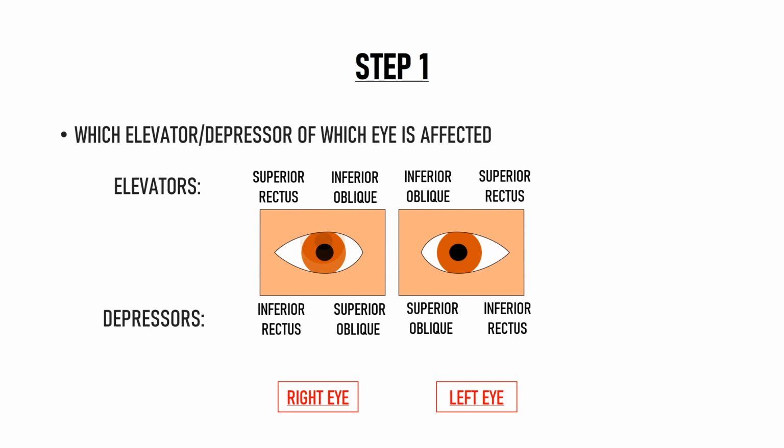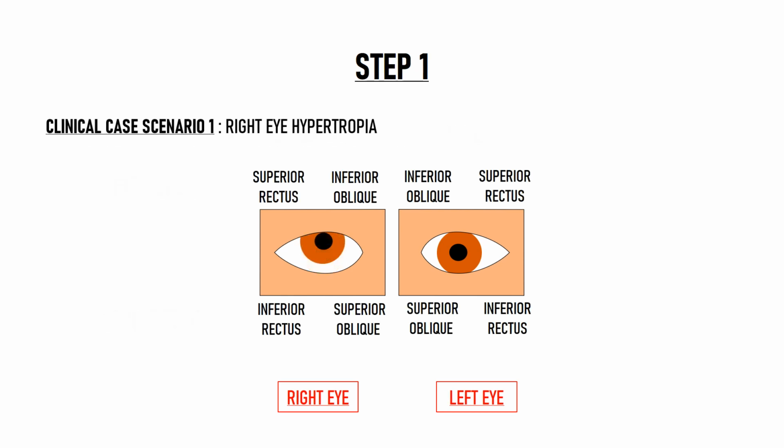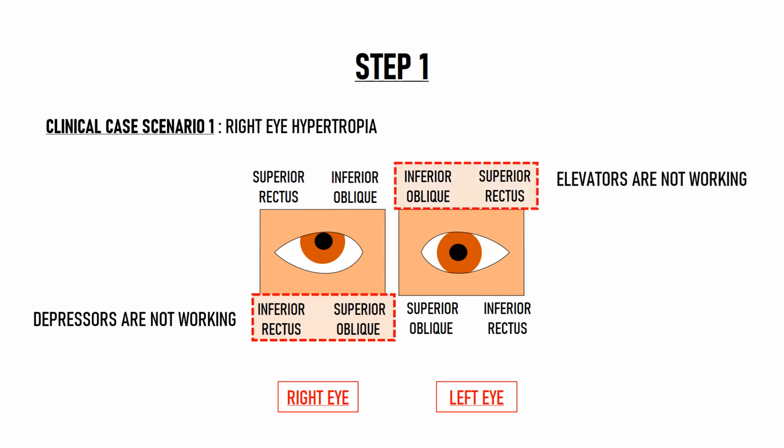So for example, let's call it clinical case scenario 1. If the right eye is found to be higher than the left eye, which means the patient has right eye hypertropia, then it would mean that either this eye's depressors are not working, that either the inferior rectus or the superior oblique, one of these 2 muscles is paralyzed, that is why the eye has gone up, or the elevators of the left eye, that is the superior rectus and the inferior oblique, they are not working, that is why maybe the left eye has gone down.